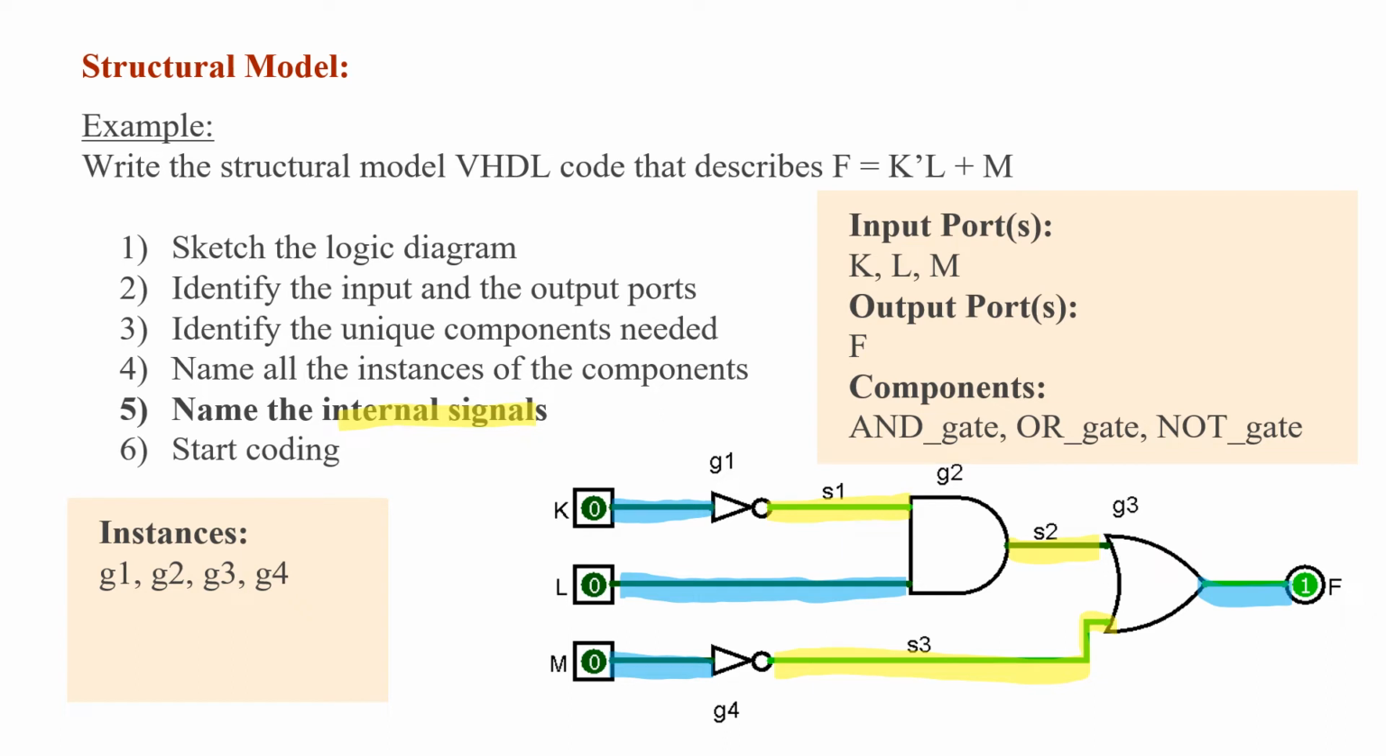And notice again that K, L, M, and F are ports, and I don't need to label them because they're already labeled and they have names, and they will be declared as ports under the entity part of the code. So the signals are S1, S2, and S3.